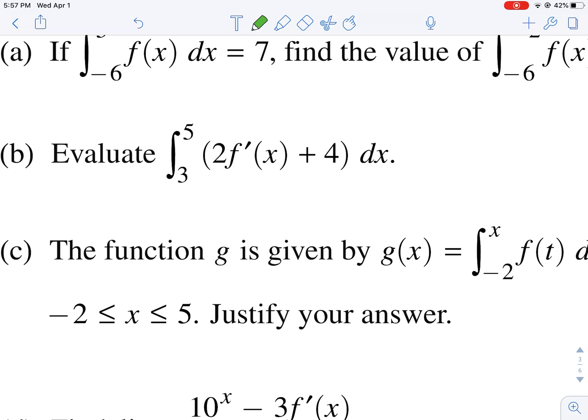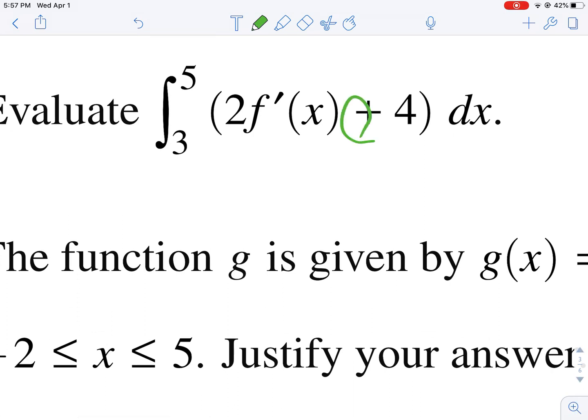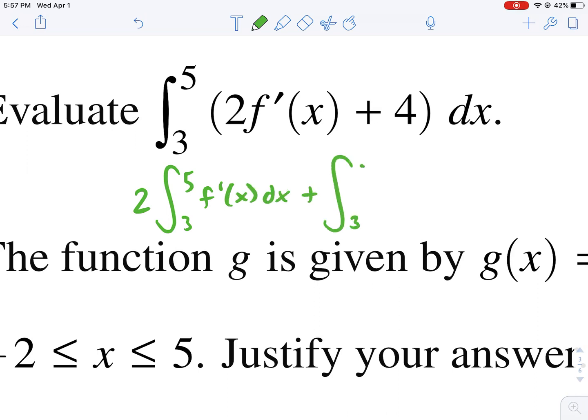Okay, on B, we're evaluating an integral. The easiest way to do this, in my opinion, remember with integrals where you have addition on the inside, you can just split that into two different integrals. Also, this is a constant multiple, which we can take out of the integral. So it's 2 times the integral from 3 to 5 of f prime of x dx plus the integral from 3 to 5 of 4 dx.